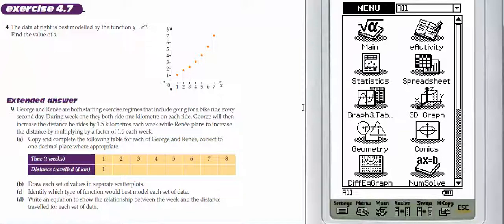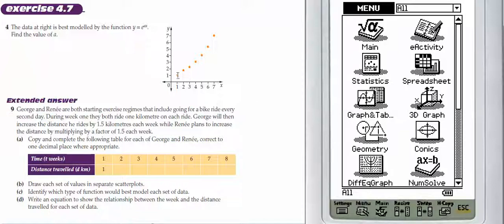The data to the right is best modelled by the function y equals e to the ax. Find the value of a. And I've been given a scatter plot. Not a great scatter plot, because for me to be able to get a reasonable value for a, I've got to read that scatter plot and get accurate readings.